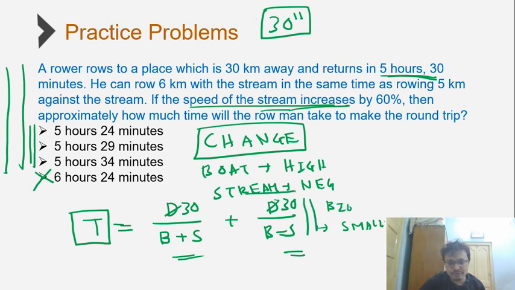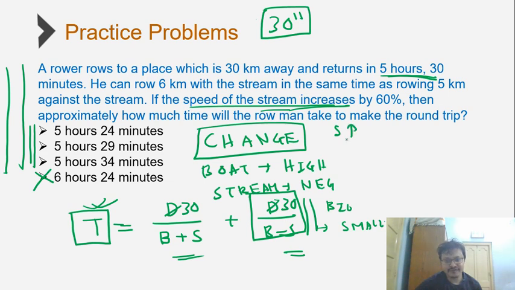So this is going to be the predominant factor that is going to determine the net effect on time. Because this is the one of higher value, because B minus S means the value of B minus S is going to be less compared to B plus S. If the denominator is less, the ratio of the fraction is higher, which means the time taken will be much higher. Now the question is, if the speed of the stream increases, how will the effect be?